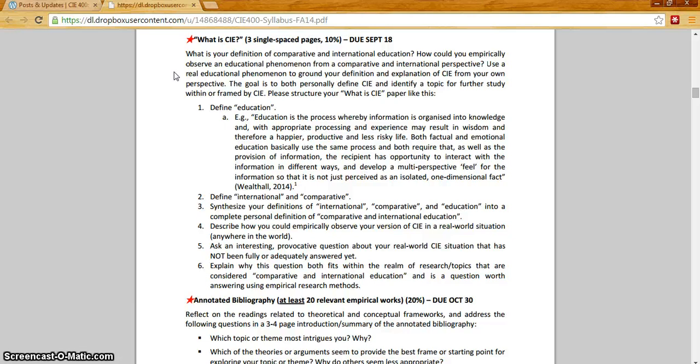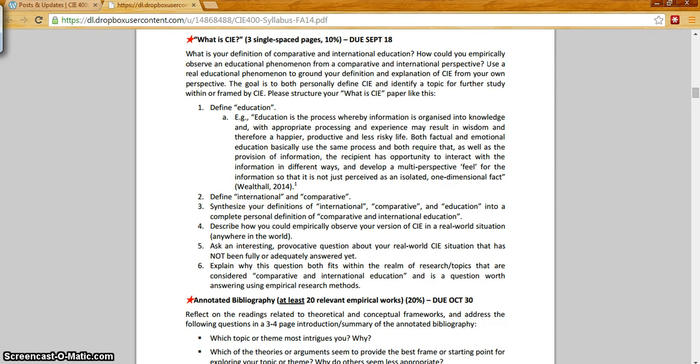So I've broken it down for you. You can see there are 6 parts that I'd like for you to structure into your What is CIE paper. The first part is I'd like for you to define education. And I've given you an example.